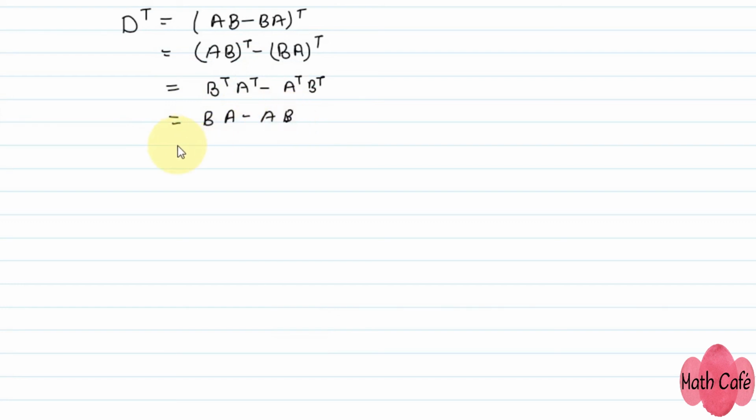If I take minus common, then we will be left with minus of AB minus BA. AB minus BA is matrix D, so this is minus D. So D transpose is minus D. That is what we needed to prove. So D is a skew symmetric matrix. We have proved it.